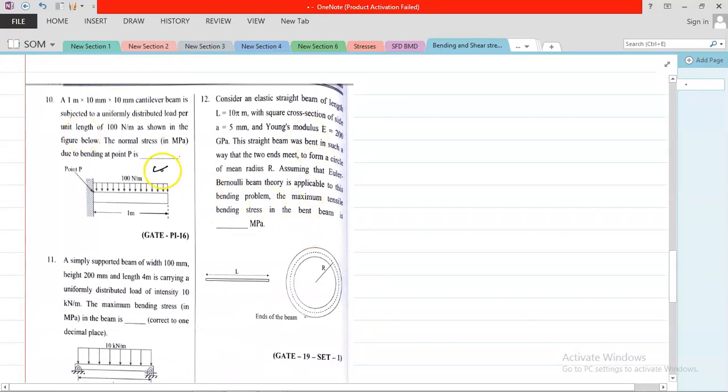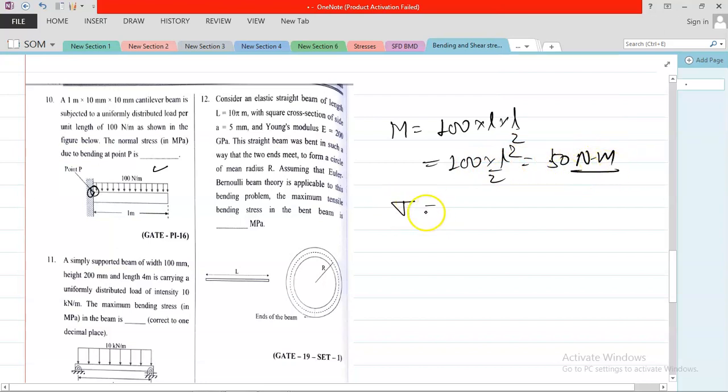UDL is given in the cantilever. You need the normal stress at point P. So first of all, find the maximum bending stress. What is the bending stress at point P? So it will be 100 into L by 2, so 100 into L square by 2, that is equal to 50 Newton meter. Now put that in the equation sigma, that is M, 50, into distance d by 2, that is 5, divided by I, 1 by 12 into 10 raised to the power, whole cube, whole power 4. So you can solve this and you can get the sigma bending at this point as 300 megapascal.